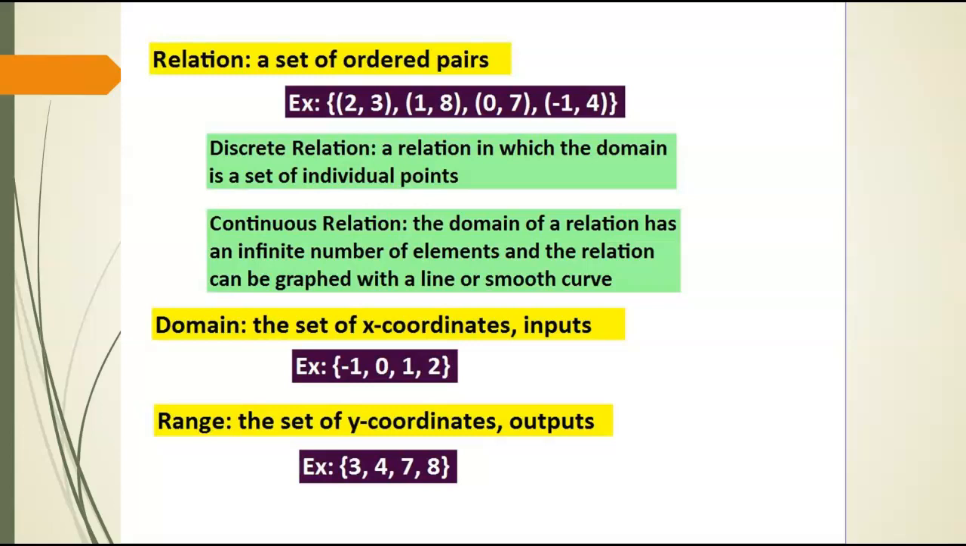A discrete relation is a relation in which the domain is a set of individual points. A continuous relation is a relation in which the domain has a nice, smooth, graphed line. The domain is the set of x coordinates. The range is the set of y's. So in the example (2, 3), (1, 8), (0, 7), and (-1, 4), the domain was all the x coordinates, or -1, 0, 1, 2. The range was all the y coordinates, which were 3, 4, 7, and 8.